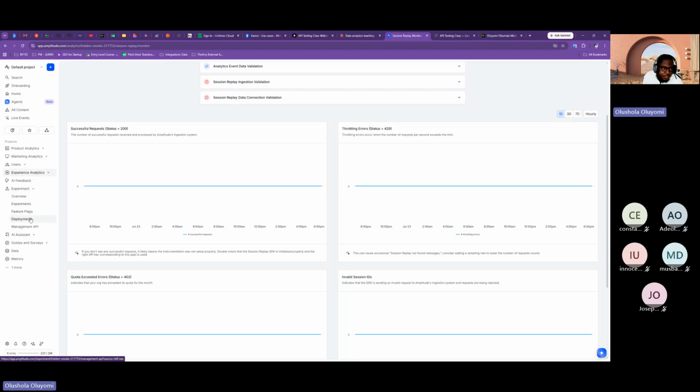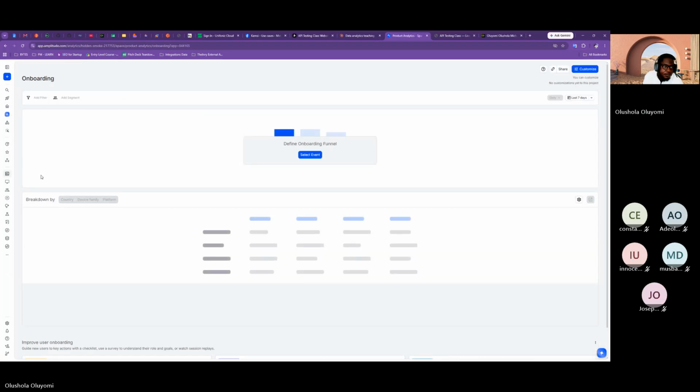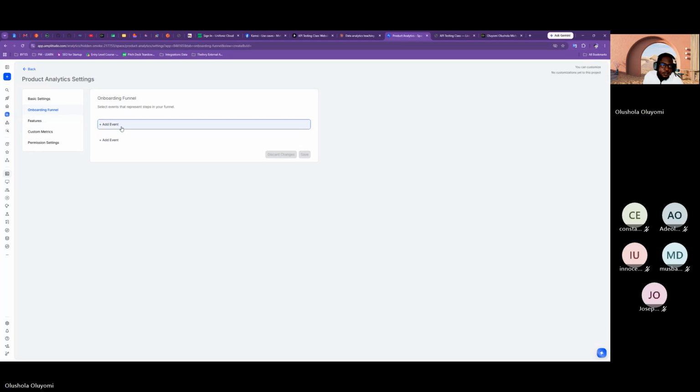Let me see if this platform has some of those things we discussed in the other sessions, like if you want to do A/B testing, or feature flags. I think the platform is all-encompassing. Where is it now? Okay. Okay, for now, yeah.